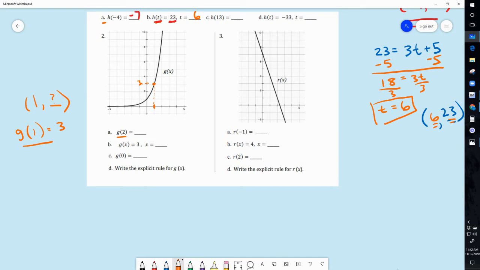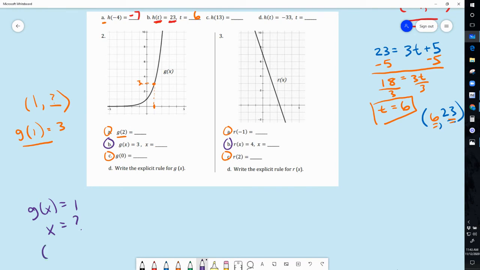So my answer there would have been 3. This is an example of how you do this one, this one, this one, and this one. Let's use purple this time. Purple is going to help you with this one and this one. So if it says g of x equals, let's say g of x equals 1, x equals blank.